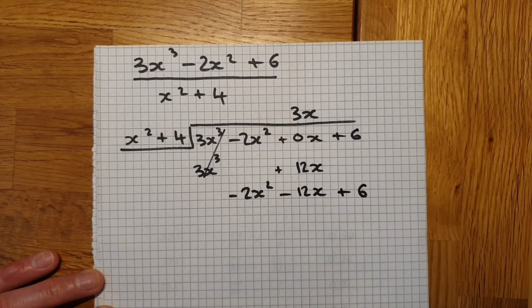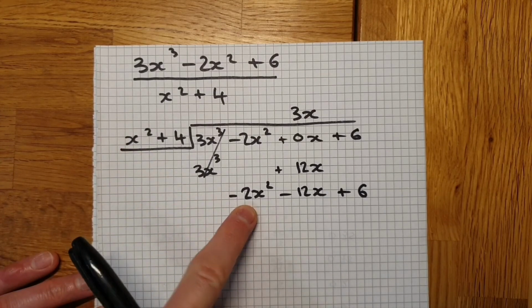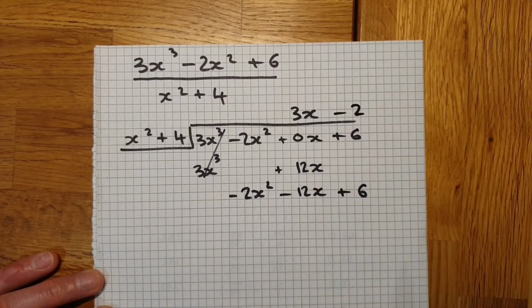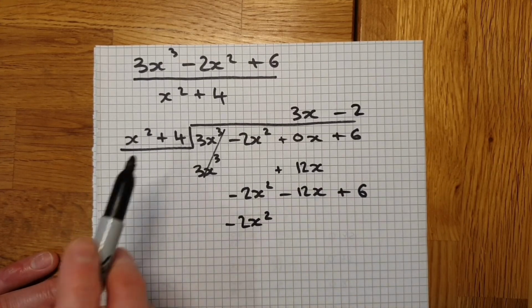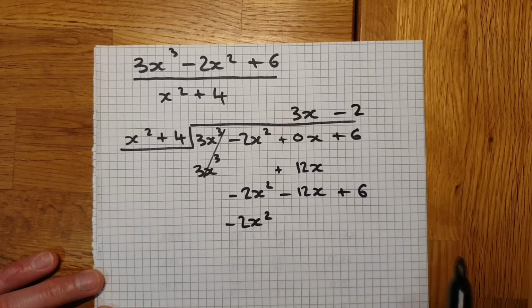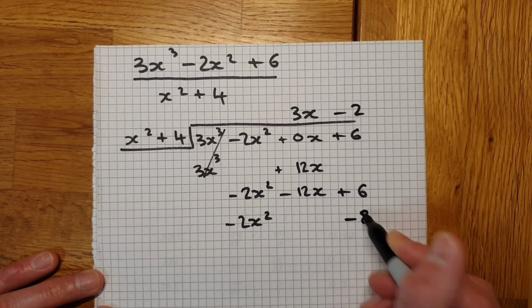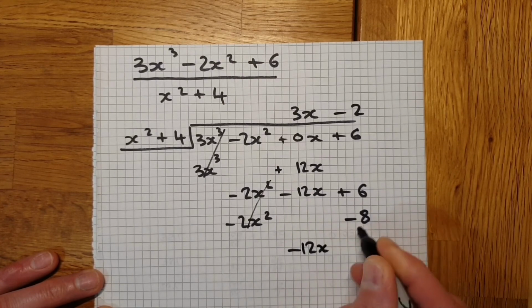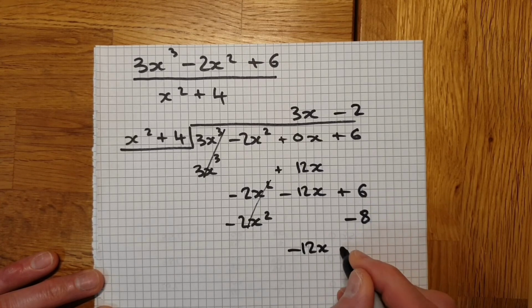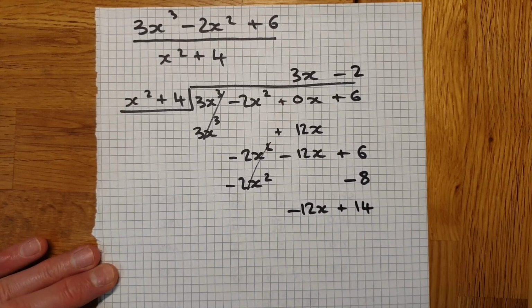We then think, what do we multiply this by to make this? And it's just negative 2. So x squared times negative 2 gives you that. 4 times negative 2 is negative 8. So we're going to put it under this one here because there's no x's there, so just negative 8. Subtracting cancels out, so negative 12x take away nothing is negative 12x. 6 take away negative 8 is 6 plus 8, which is 14. So there's our answer with a remainder.